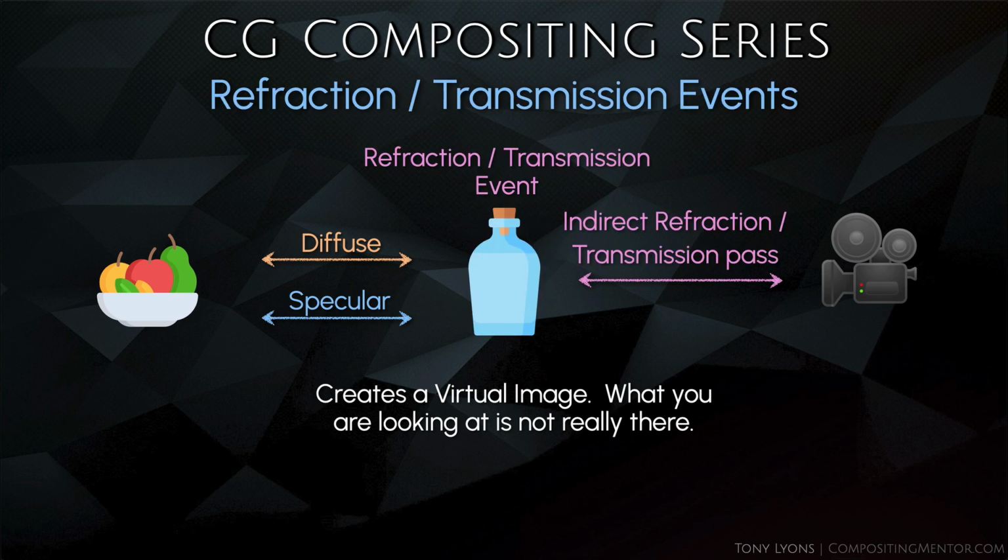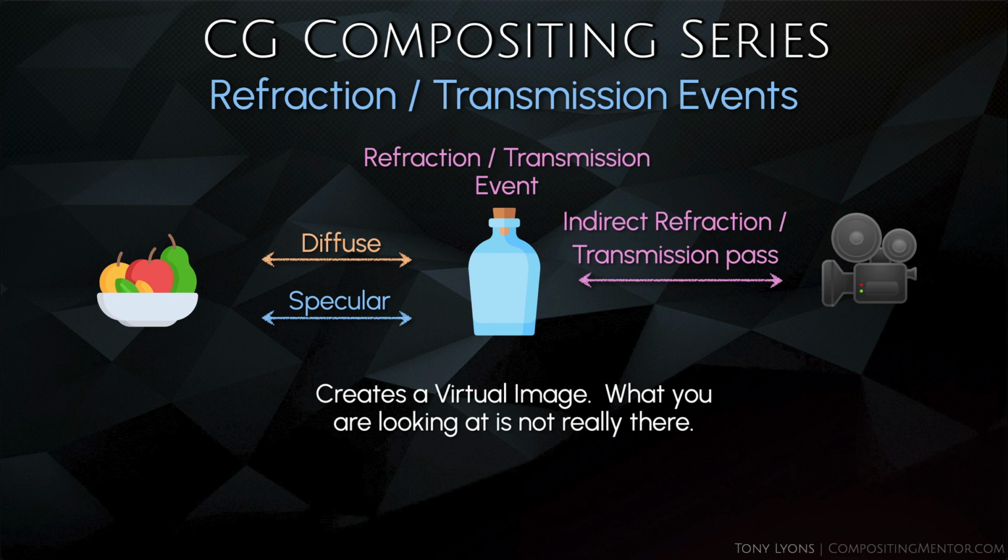And the same thing is going on here when the light is redirected through a refraction event, like a glass shader or something. As soon as it's redirected, it's considered a refraction or transmission event. And then that information is stored in the indirect refraction or indirect transmission pass. We could say that both of these events are creating a virtual image, because the light that is reflected is shifted in position, or it's bent. And so the thing that we're seeing is not really there, it's somewhere else in the scene, right?